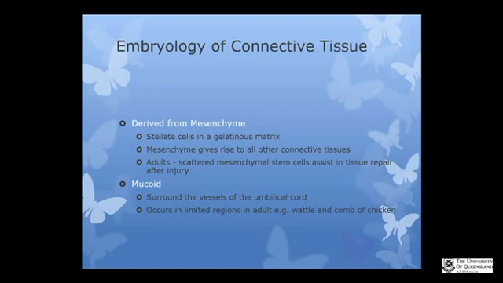The matrix is just the background, and it can be a liquid, or it can be a jelly, or it can be quite firm, depending on the type of connective tissue it is. This mesenchyme gives rise to all of the other connective tissues. In adults, you've got scattered mesenchymal stem cells that assist in tissue repair after injury. So all around your body, you've got these little stem cells that kick in if something gets destroyed.